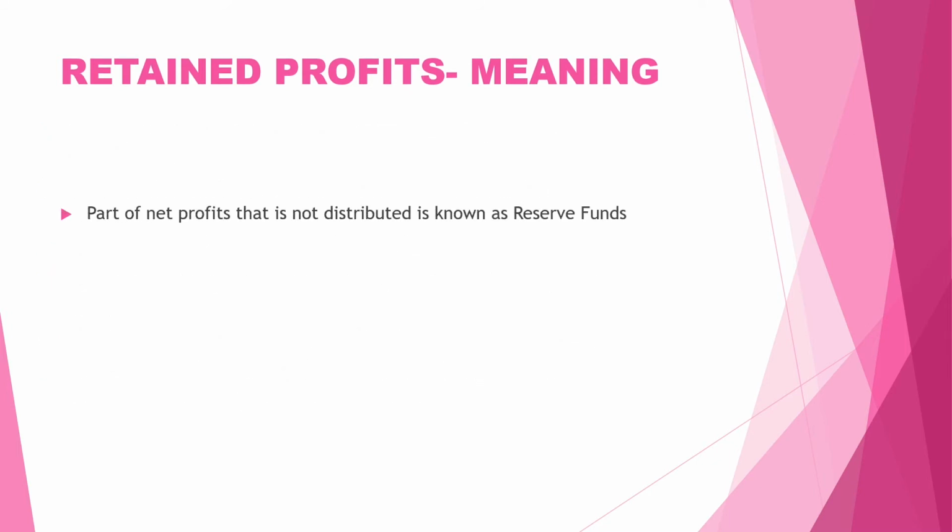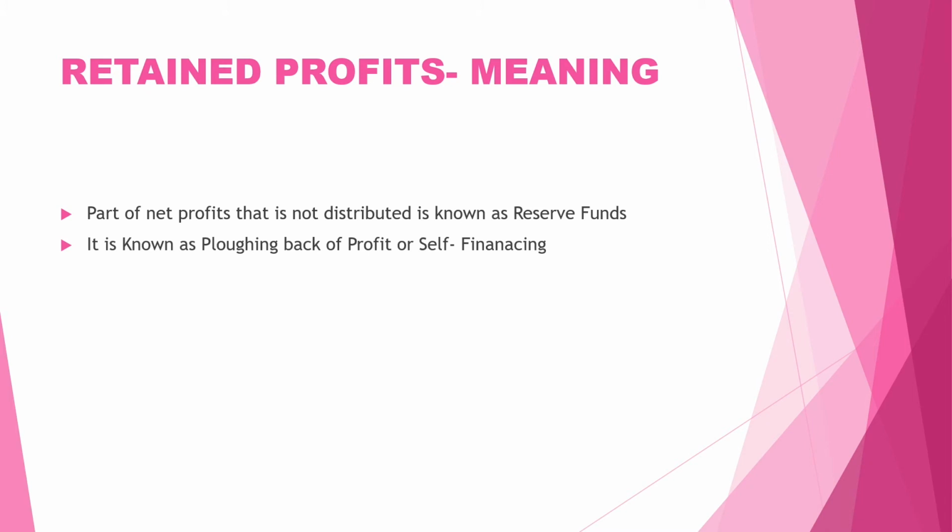Part of net profits that is not distributed is known as reserve funds. Every year, the company has to keep aside a fund, that is the reserve fund, which is kept after paying off all the direct and indirect expenses. It is known as ploughing back of profits or self-financing.